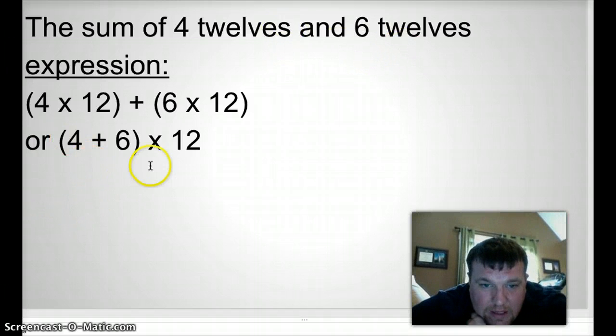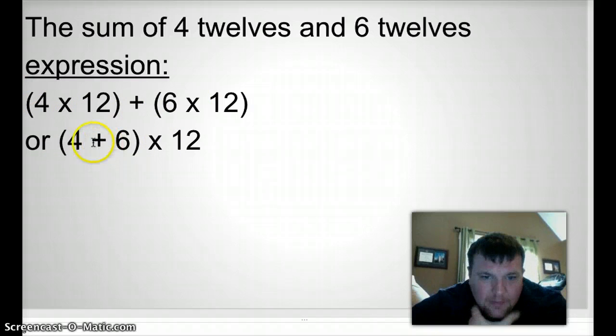Try to find the value of that. Solve in parentheses and then add, or solve in this parentheses and then multiply.